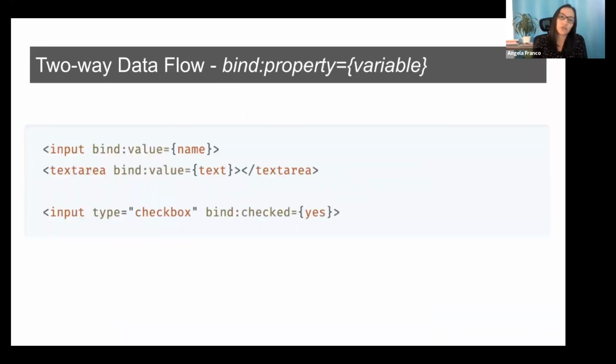Moving on to two-way data flow. This one's really cool too. So we know that data can usually flow from parent to child. But if you want to break that rule, we have the bind directive. And with the bind directive in this example, when the value of the text area changes, the name of the input will change as well. But there's a lot more to this bind directive, so I would recommend checking out the docs to learn more.